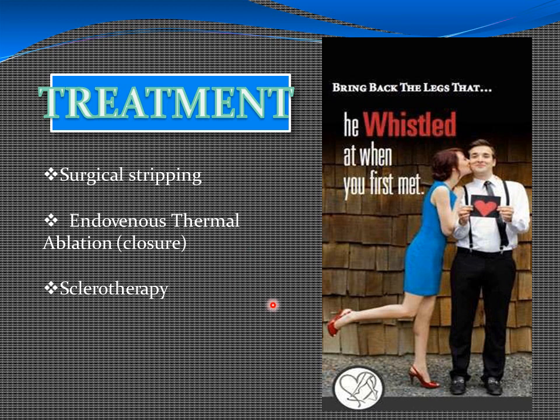is removed by a stripping operation, surgical stripping. A flexible wire is introduced into the vein from the level of the medial malleolus to the groin, where it is brought out of the superficial veins after disconnecting from the saphenofemoral junction. Then you also have endovenous thermal ablation, closure, sclerotherapy, etc.